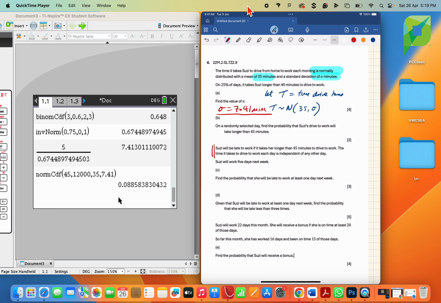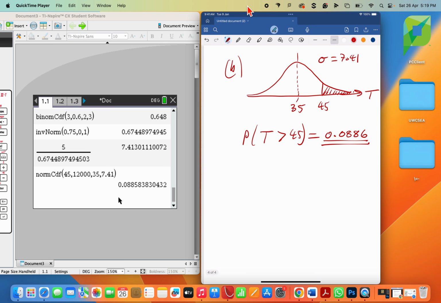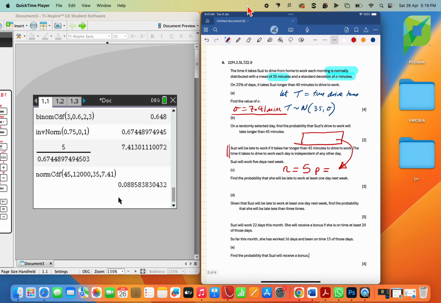Okay, Susie will work 5 days next week. So this is where we've transitioned from a probability of taking longer than 45 minutes for this section, and now there seems to be a repeated driving to work, and we say that n equals 5, and we've got a probability that we calculated before, which was 0.0886. Can you see this looks very much like a binomial, right? It's got a fixed number of trials and a probability of success.